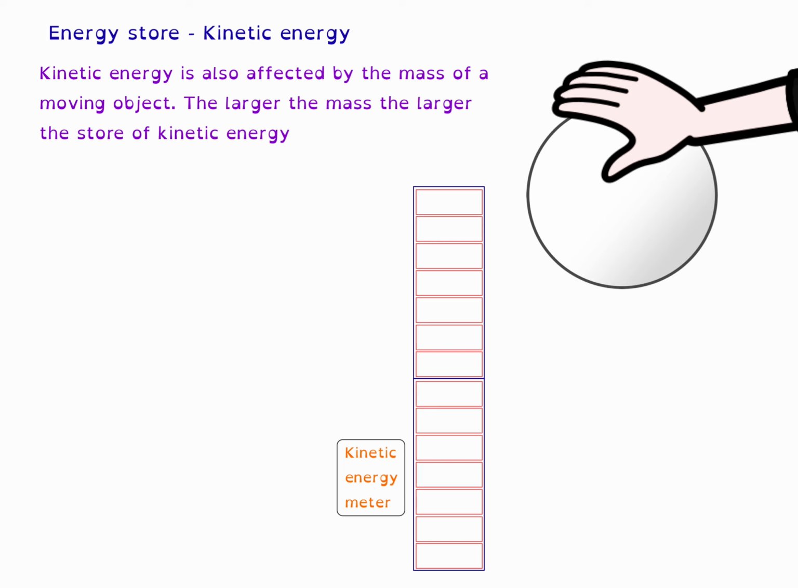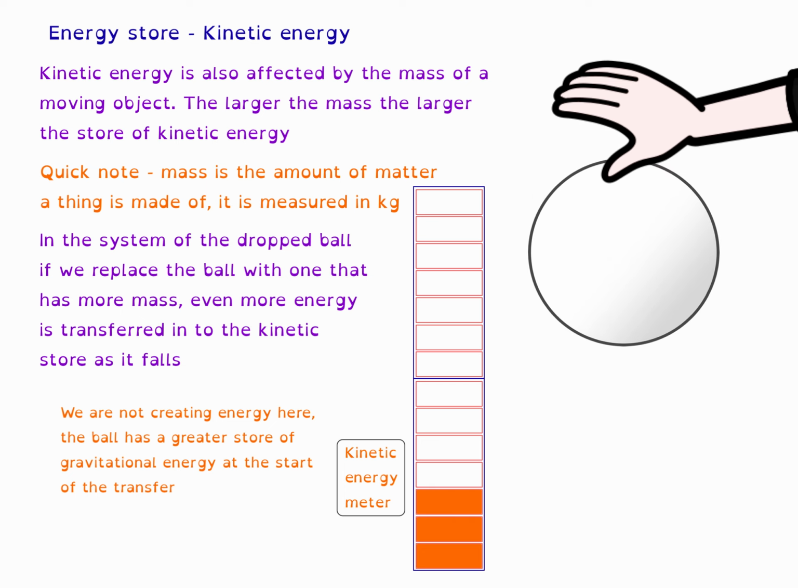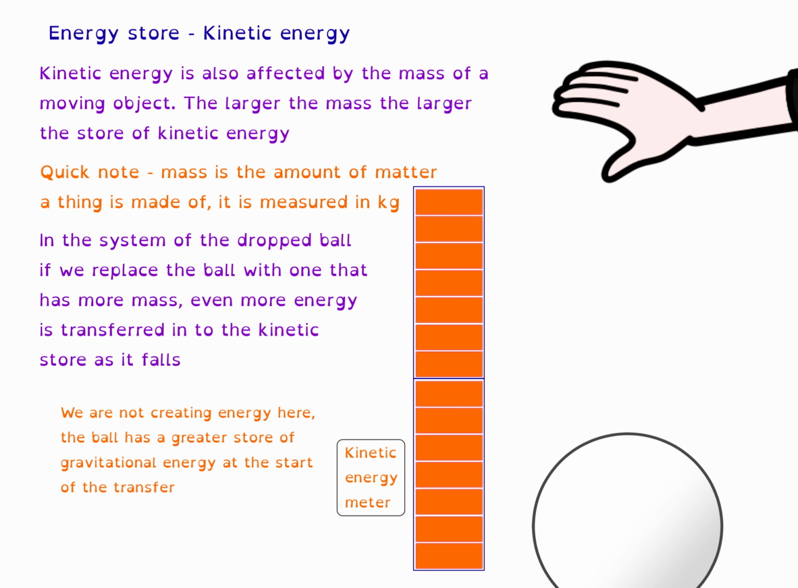Kinetic energy is also affected by the mass of a moving object. The larger the mass, the larger the store of kinetic energy. As a quick note, mass is the amount of matter a thing is made of, and it's measured in kilograms. In the system of the dropped ball, if we replace the ball with one that has more mass, even more energy is transferred into the kinetic store as it falls.